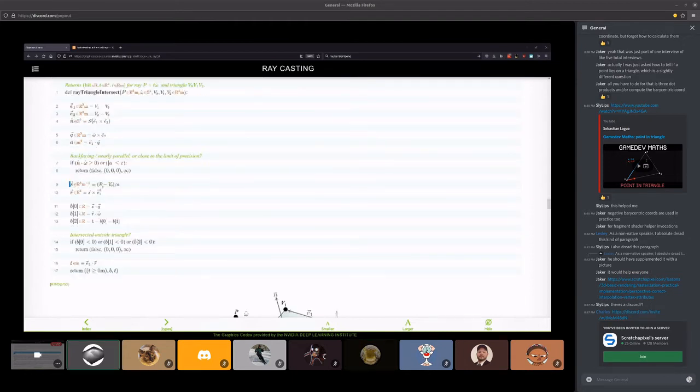So our vector S is our P minus V0. So we find the vector from the origin of the ray minus V0, and we divide that by A, which is a scalar, and it's the E1 dotted with Q. I'm having a hard time keeping track of all the different letters.